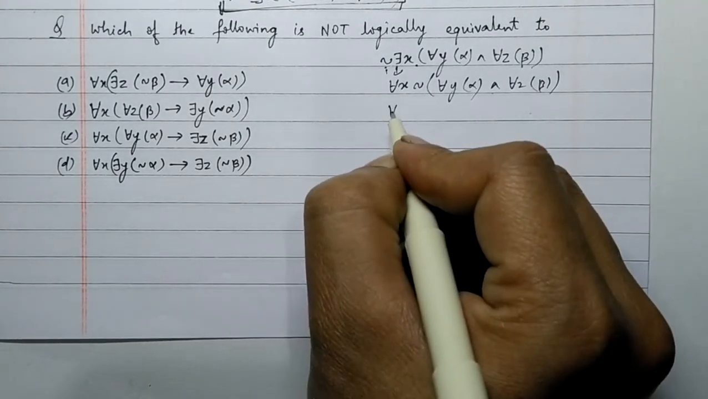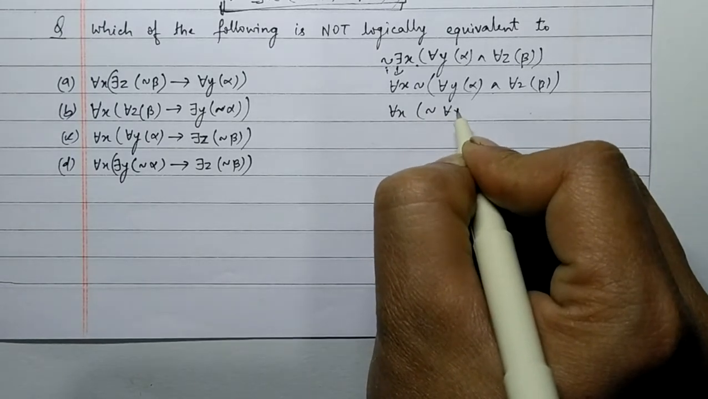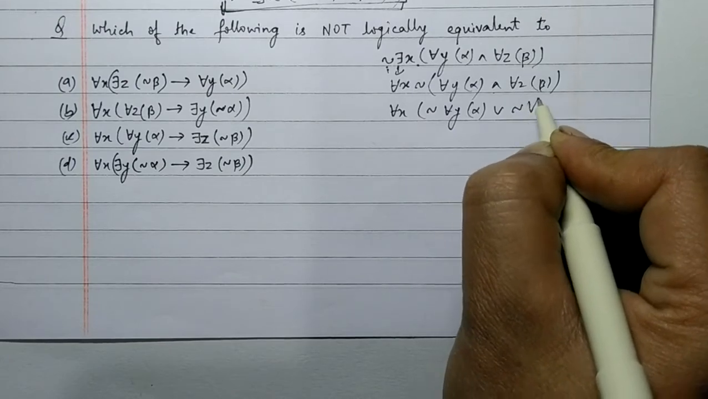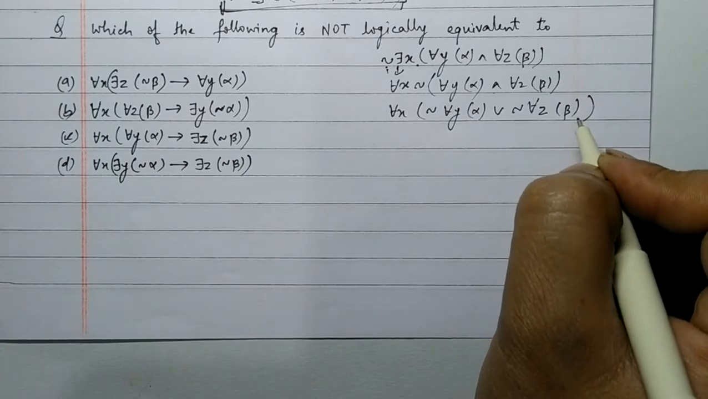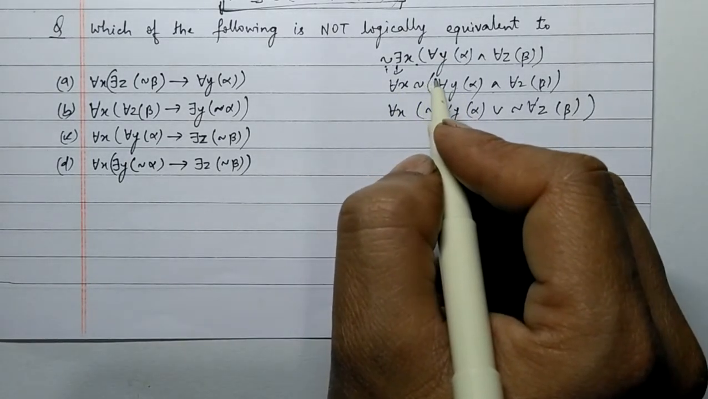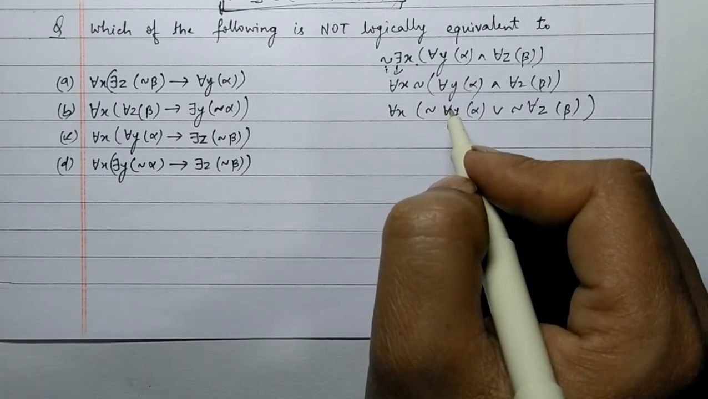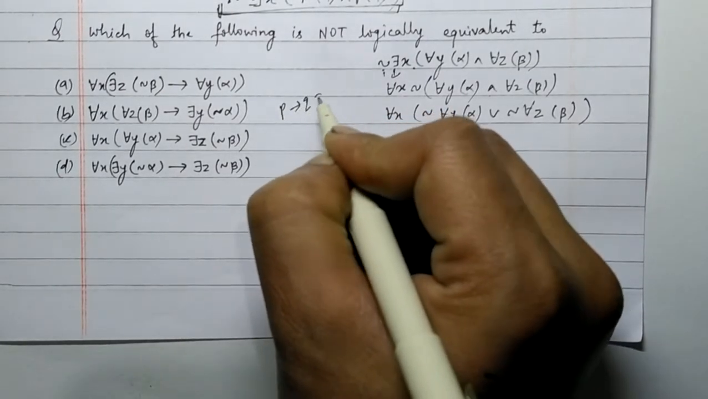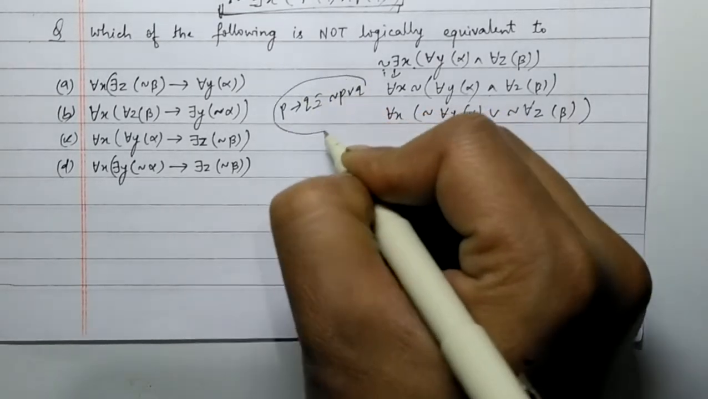this will be evaluated as not for all y alpha or not for all z beta, using the concept that P implies Q is equivalent to not P or Q.